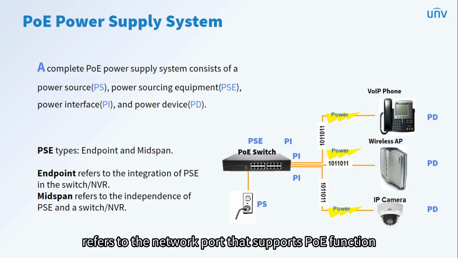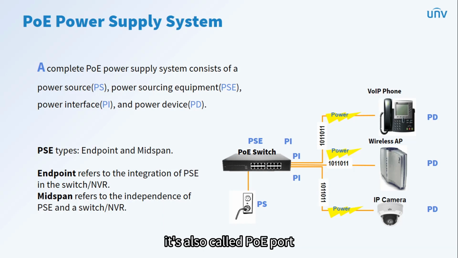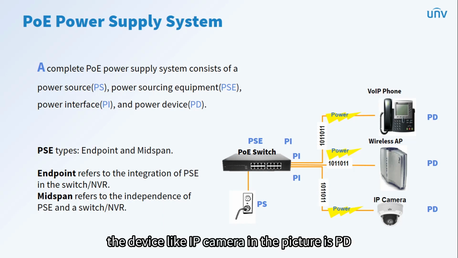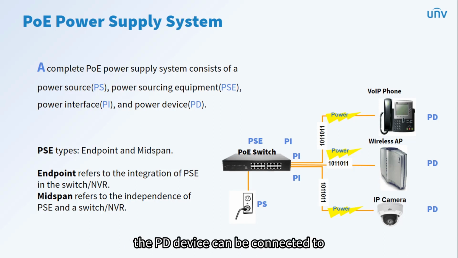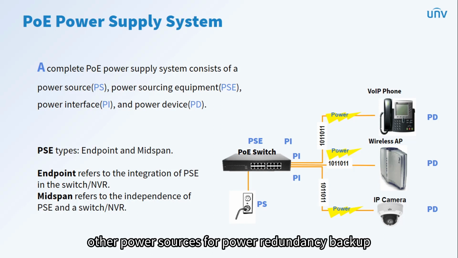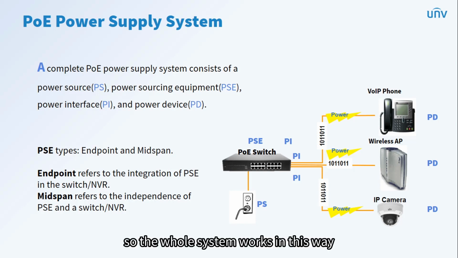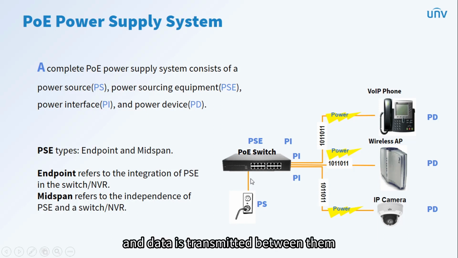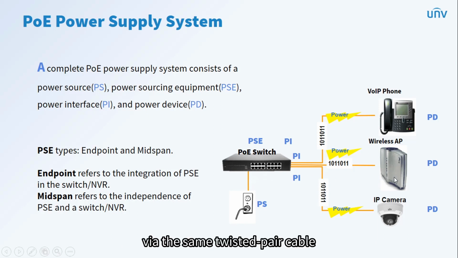PI refers to the network port that supports PoE function. It's also called PoE port. The device like the IP camera in the picture is PD. While receiving the PoE power supply, the PD device can be connected to other power sources for power redundancy backup. So the whole system works in this way: the PSE powers up the PD, and data is transmitted between them via the same twisted pair cable.